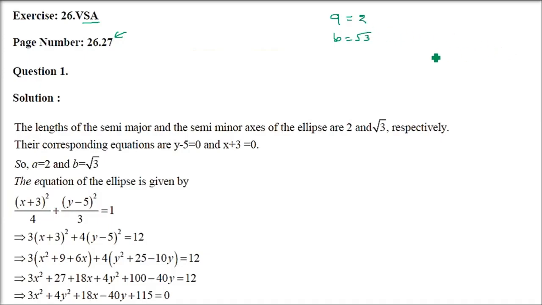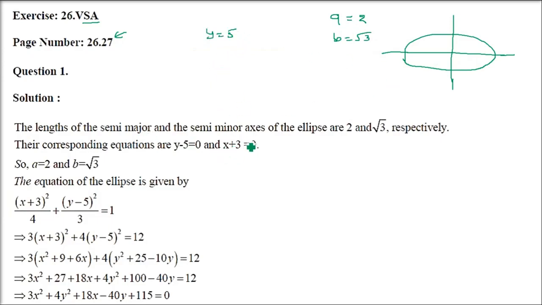So if you see, A is greater than B, B is root 3, that is 1.732. So A is greater than B here, so this is the horizontal ellipse. Now y minus 5 equals 0, x plus 3 equals 0, these two are the equations. So what do you get here? In this, you get y equals 5 and x equals minus 3.